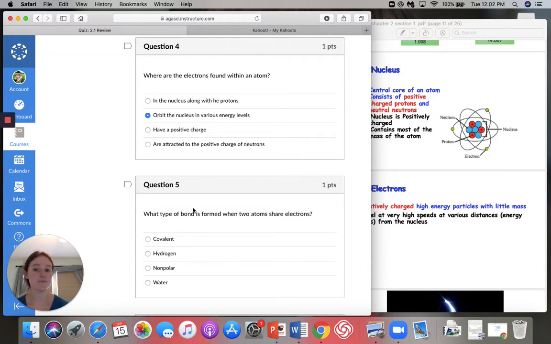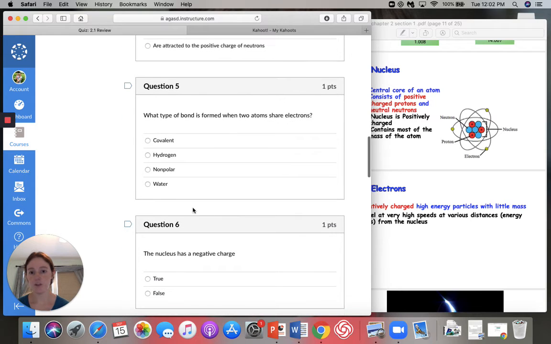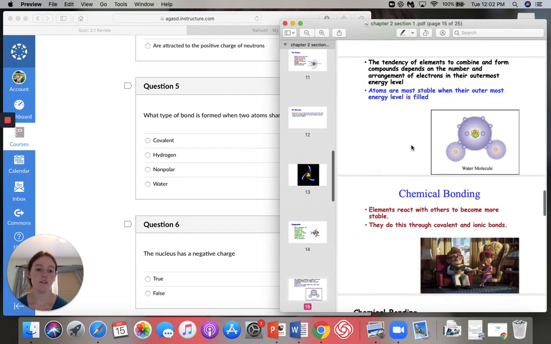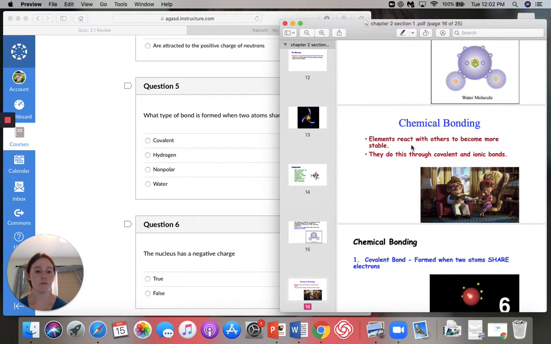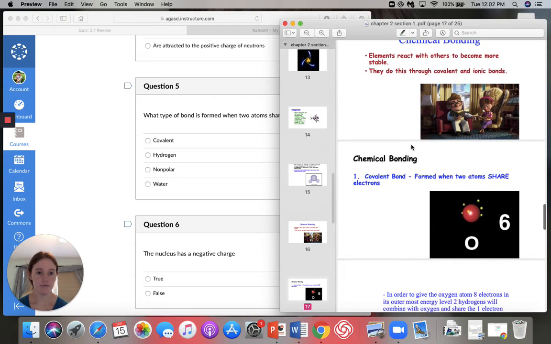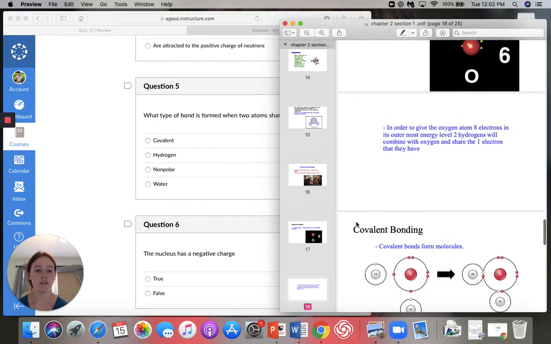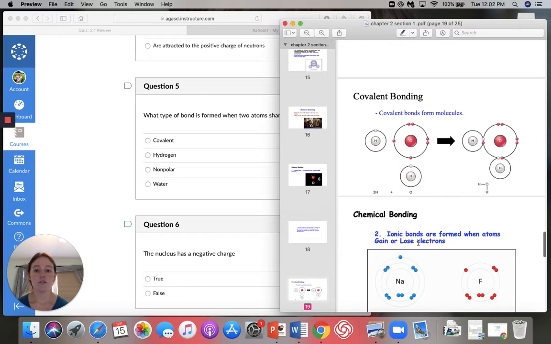Okay, so for the next 5 questions, I am not going to do those ones for you, but I'm just going to show you where to look. What type of bond is formed when 2 atoms share electrons? So come on down to chemical bonding. So it's going to be somewhere around here. Let's see, the first one is a covalent bond formed when two atoms share electrons. If you believe that that is your answer, then you would click covalent over there. And there's also ionic bonding, which is when they gain or lose electrons.